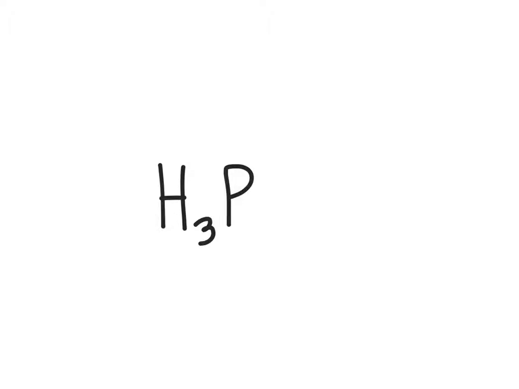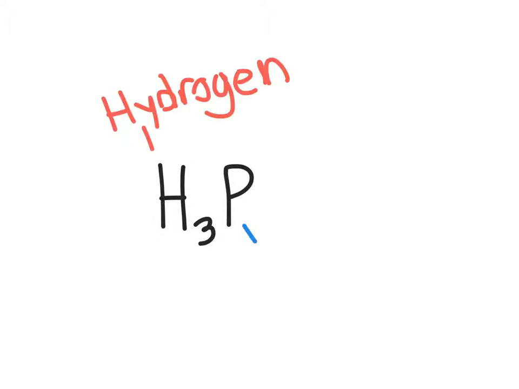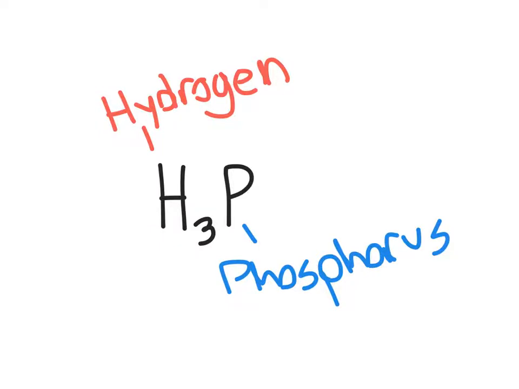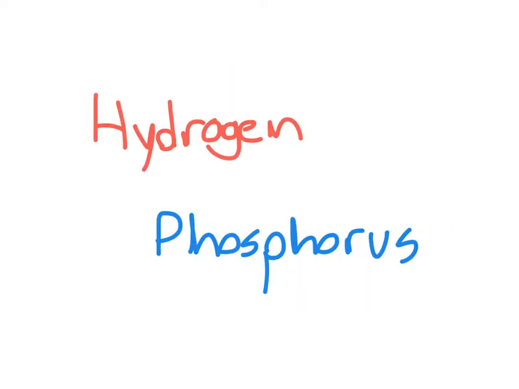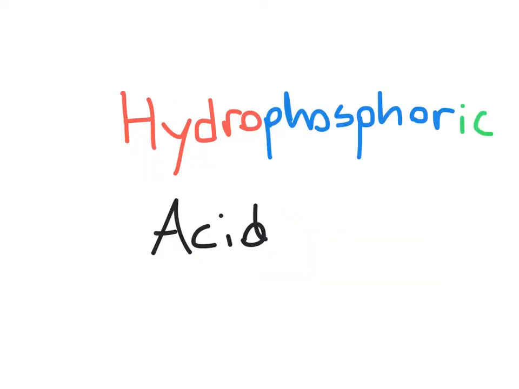Now try naming this acid. So if you didn't know already, this second element is phosphorus. And now when naming it, take off the last three letters of hydrogen, take off all the letters up to the R in phosphorus, and replace that with IC. And that gives us hydrophosphoric acid.